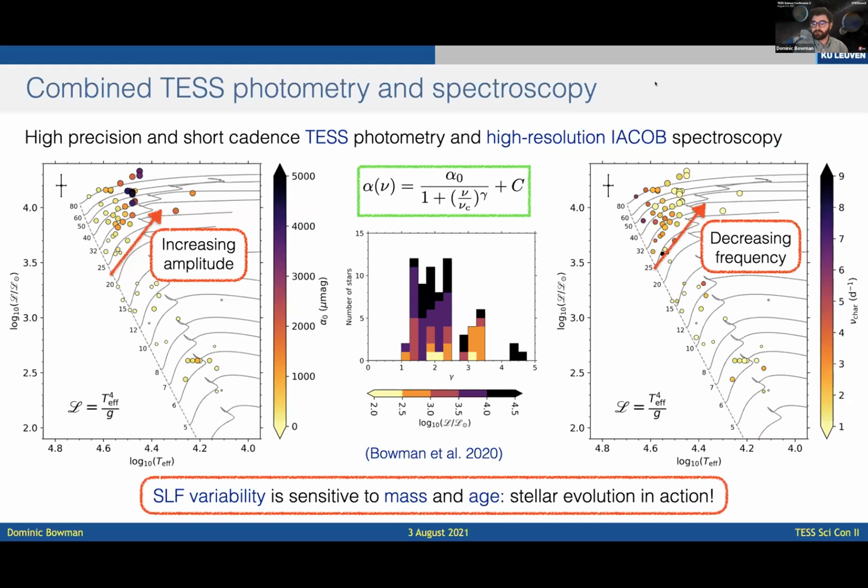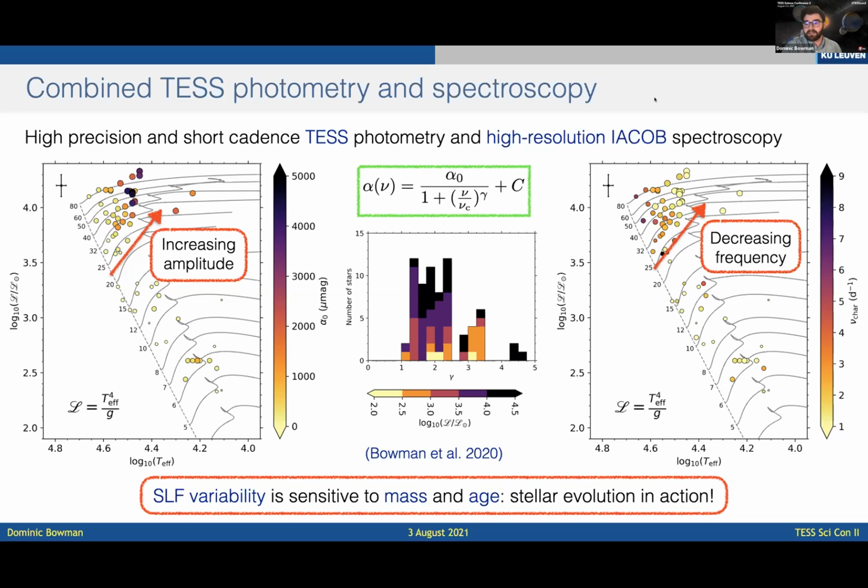What I really want to talk to you about today, and this is the subject of my talk, is how we can go further. So in those 2 years, I haven't just been on holiday. We've been looking at combining TESS photometry with high resolution spectroscopy. And specifically, I want to highlight the Jakob database for massive OB type stars, which is all high resolution, high signal to noise spectroscopy.